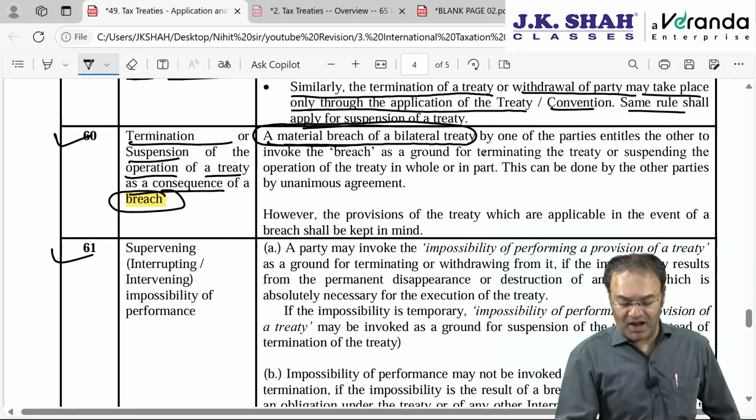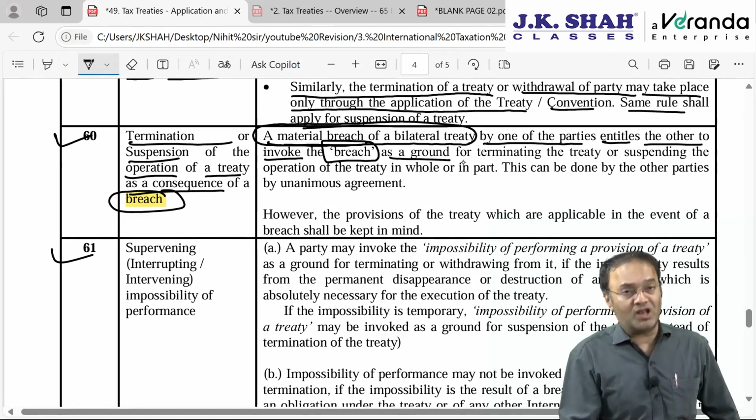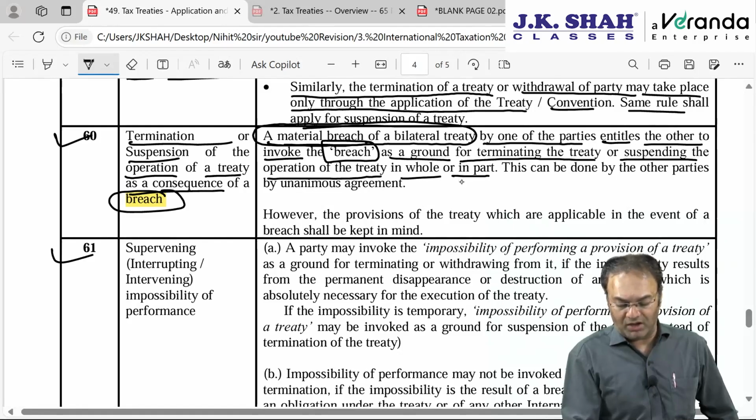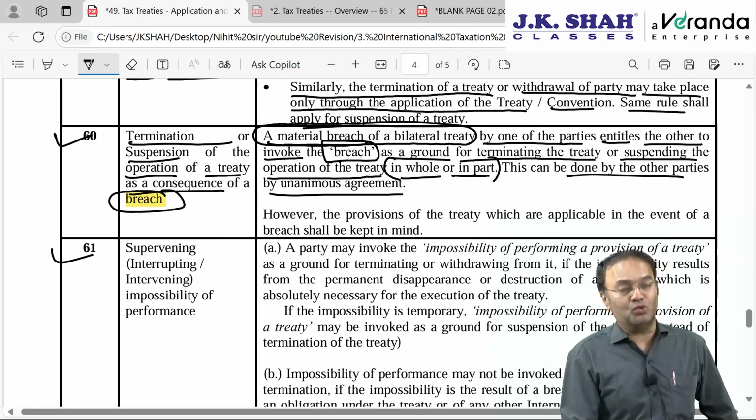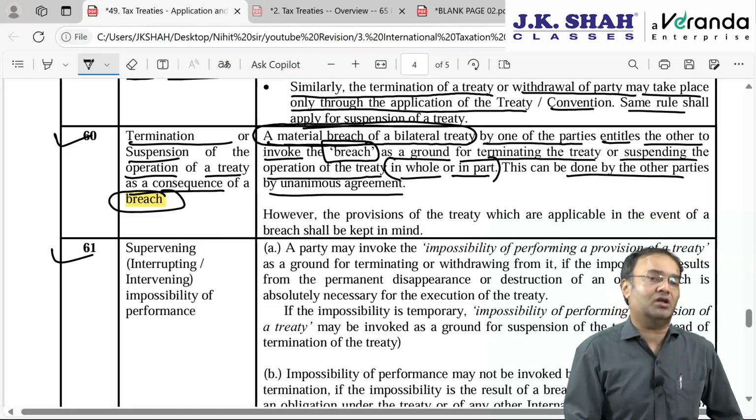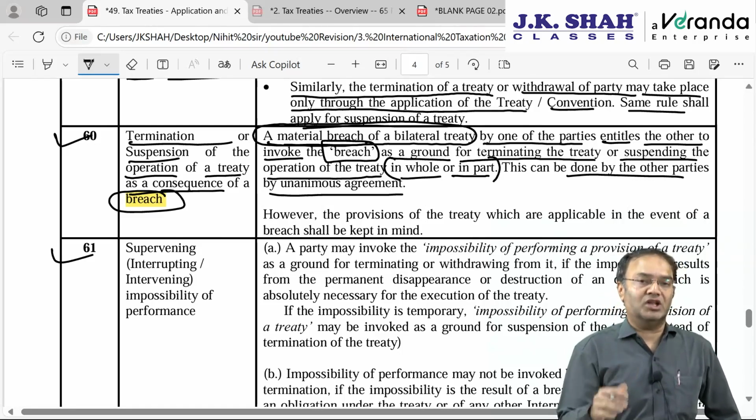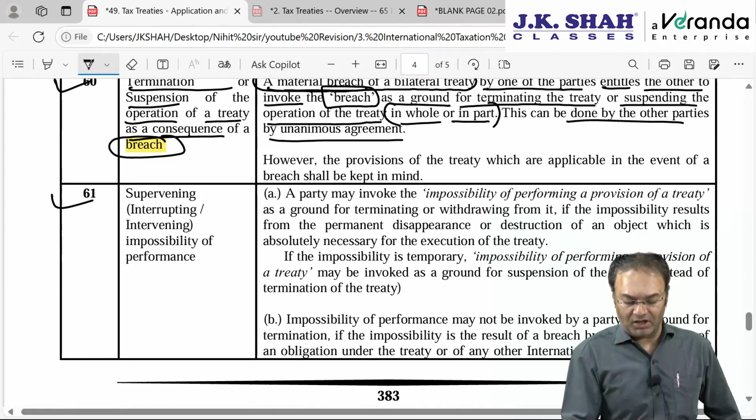Material breach of a bilateral treaty by one of the parties entitles the other party to invoke breach as a ground, as a reason for terminating the treaty or for suspending the operation of the treaty either in whole or in part. That is okay. This can be done by the other party unilaterally, without signature, without consent of the breaching party. However, provisions of the treaty which are applicable in the event of breach shall be kept in mind.